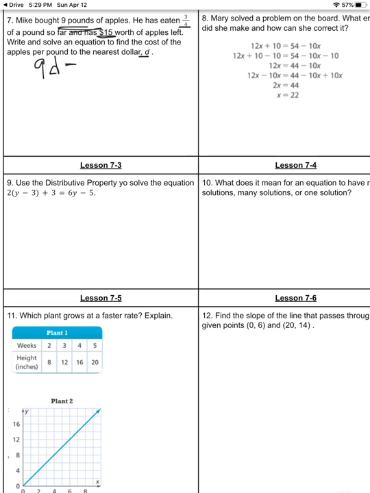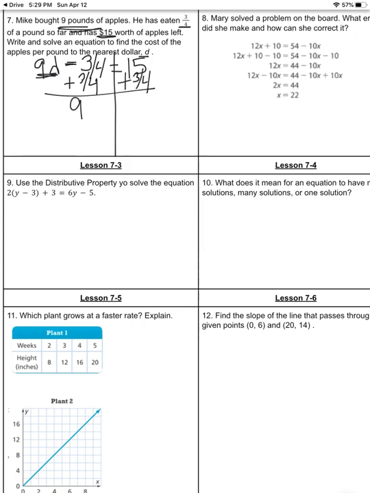Then you have to subtract what he's eaten. So he's eaten 3/4, and we know he now has $15 worth left. So from this point, you have to know that you subtracted the 3/4 because he's already eaten it, and we had to multiply 9 pounds times D because D is the cost for 1 pound. Draw your line, and we're going to add 3/4 to both sides.